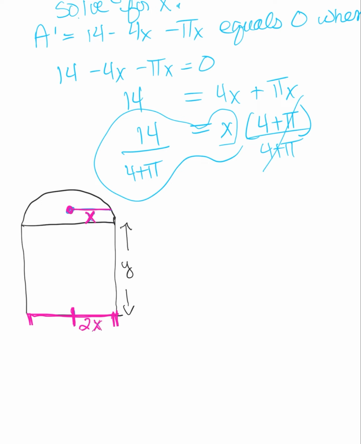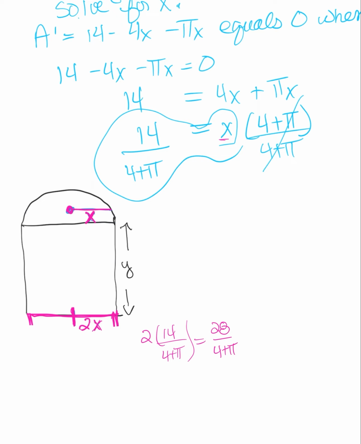Okay. So we know that 1x is 14 over 4 plus pi. So we know that that is our radius, right? So we have 2x, though, that we need to figure out. So this is our length. We're going to say 2 times 14 over 4 plus pi. And that's going to give us 28 over 4 plus pi.